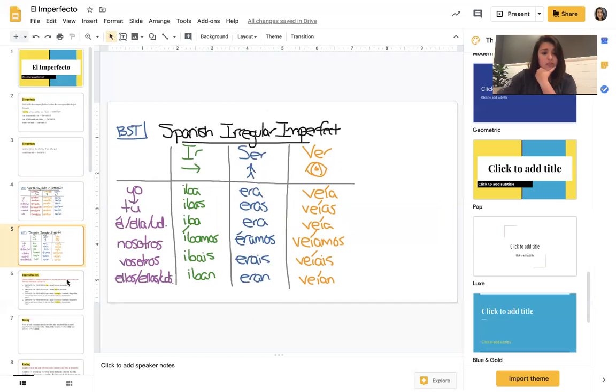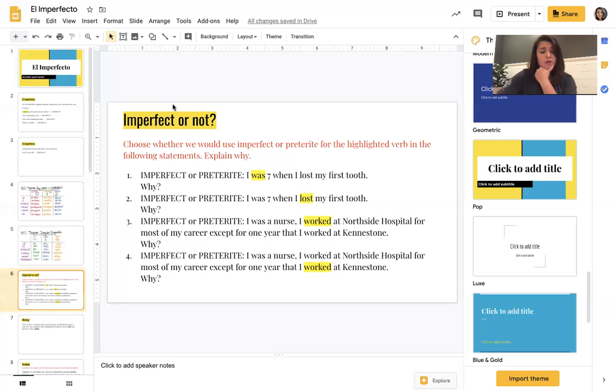So let's go to the next slide. Imperfect or not: choose whether we would use imperfect or preterite for the highlighted verb in the following statements and explain why. This is an activity that I want you to do. If you want to stop the video, go complete it and then come back. That's great. If you don't want to do that, that's fine. But I am about to go over all of them and basically give you the answers.